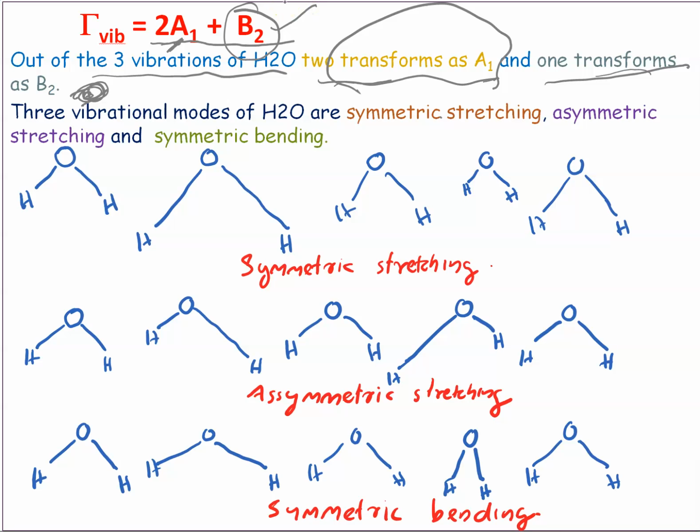We know that in the water molecule there are 3 atoms, therefore 3N minus 6, that is 3 times 3 minus 6, which is equal to 3. So the number of vibrations in the water molecule is 3. And these 3 vibrations have symmetry 2A1 and B2. That is, 2 vibrations transform as A1 and 1 vibration transforms as B2.